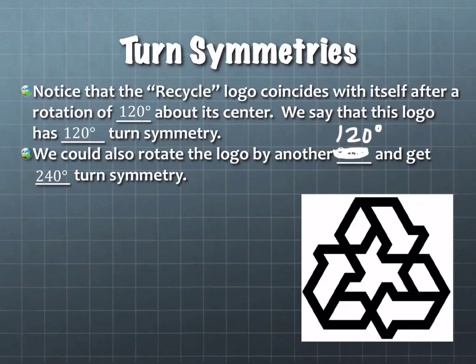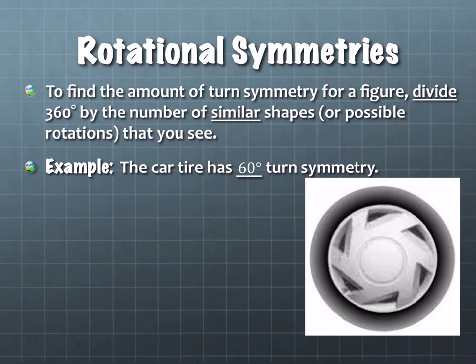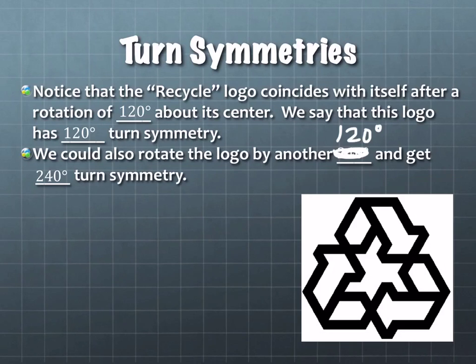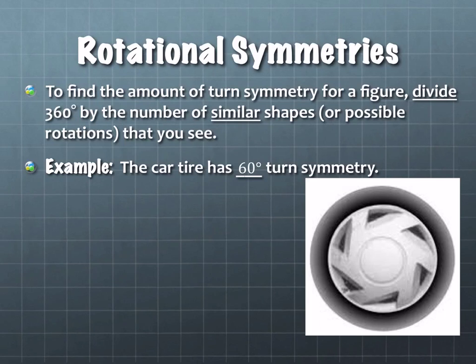So how do we figure out whether it's the 120, the 240, if it's a 90, or if it's a 75? Well, the way that we do that is to find the amount of the turn symmetry for a figure. You take 360 degrees, which is turning it all the way around, and you divide that by the number of similar shapes that you see. So if you go back to our recycle symbol, how many similar shapes are there in this object? There's 3. And what is 360 divided by 3? 120, right? And the reason you get 240 is because you can do a 120 again, 240, and it'll work again. So what about this shape?